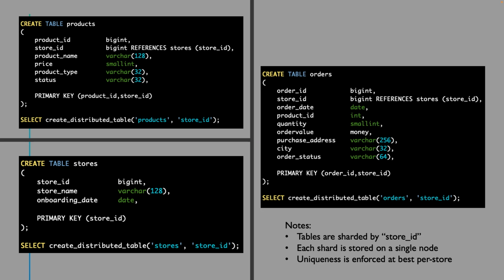Because as a property, there's too much overhead in a distributed database to maintain or enforce uniqueness across machines. So in this case, the uniqueness is enforced at best per store or per tenant. Just a detail to be aware of.